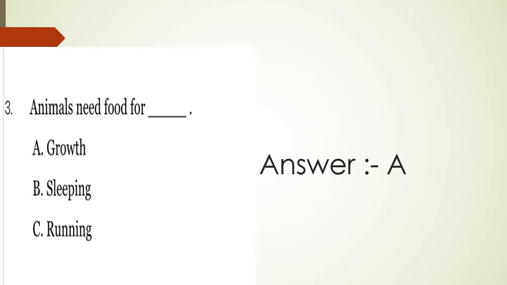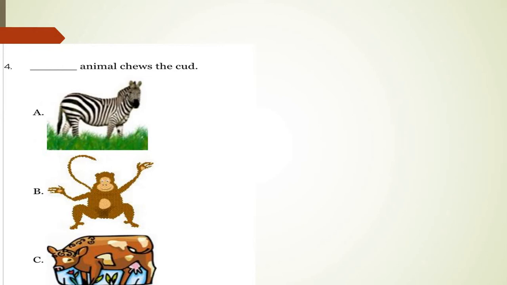Okay students, now repeat the sentence after me. You have to repeat it loudly, louder enough that your voice should penetrate the walls and reach the neighbor's house. Animals need food for growth. Repeat one more time. Animals need food for growth. Clear enough? Moving on to the next one.